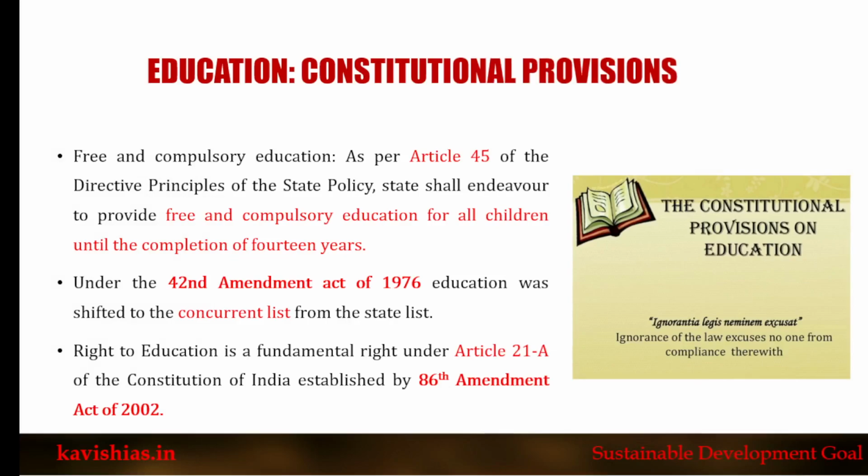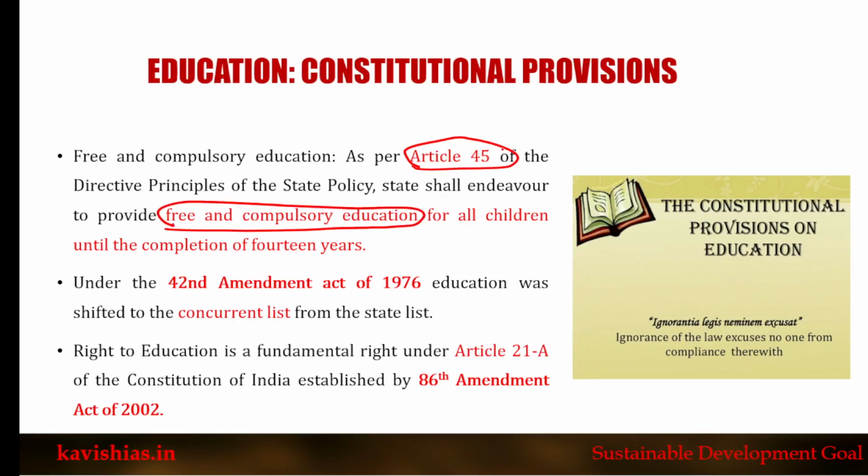We will have a look at the constitutional provisions that are related to education. First of all, as per Article 45 of the DPSP, the Directive Principles of State Policy, the state shall endeavor to provide free and compulsory education for all children until the completion of 14 years. So free and compulsory education is mandated by the Constitution itself.